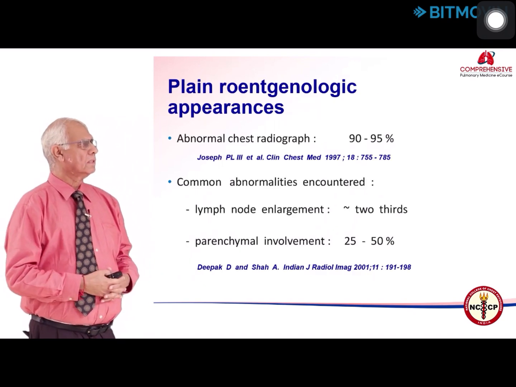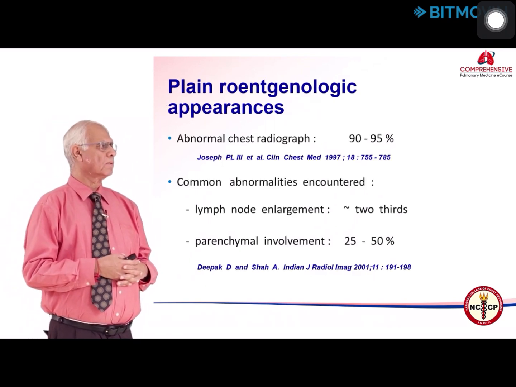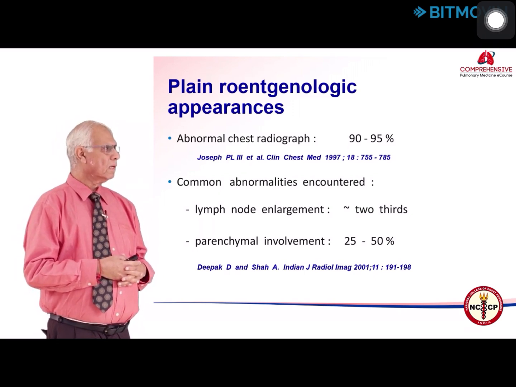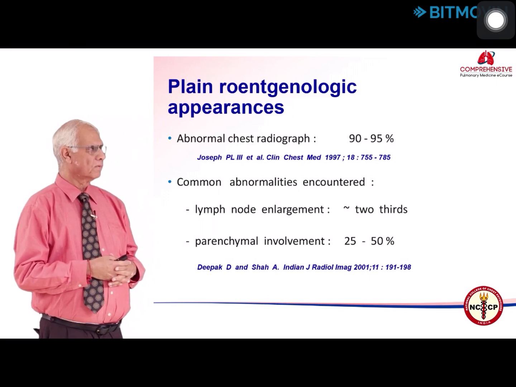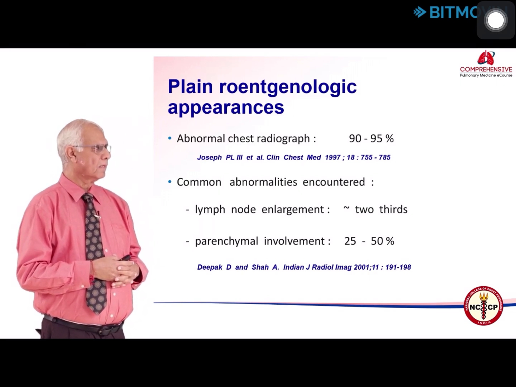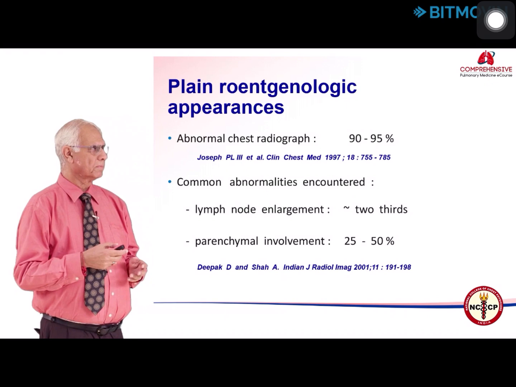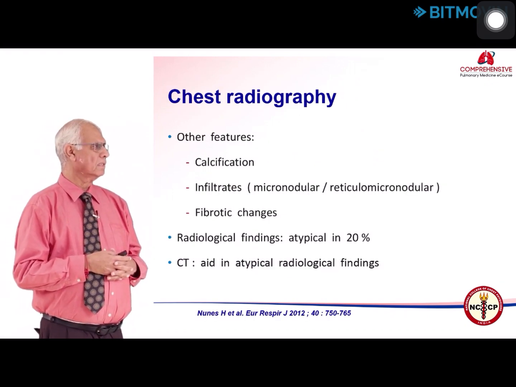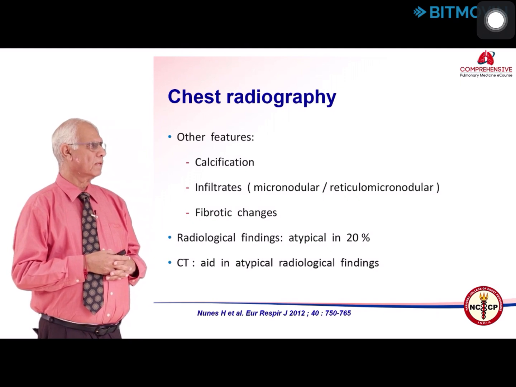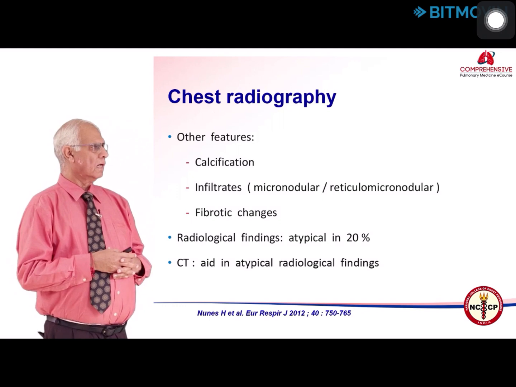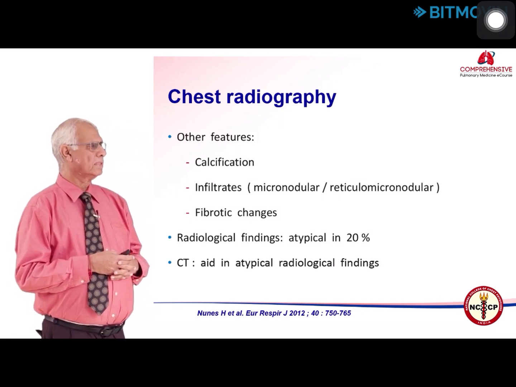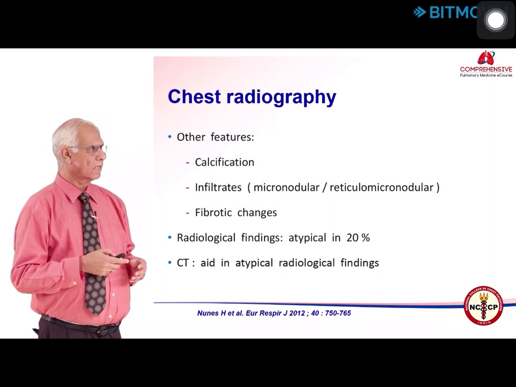Now, the chest radiograph is abnormal in about 90 to 95% of patients with sarcoidosis. Common abnormalities encountered are lymph node enlargement and parenchymal involvement in up to 50% of subjects. Other features that can be seen are calcification, infiltrates, micronodular shadows, and fibrotic changes. In about 20% of the subjects, there are atypical radiological findings, and CT is very useful in recording these.